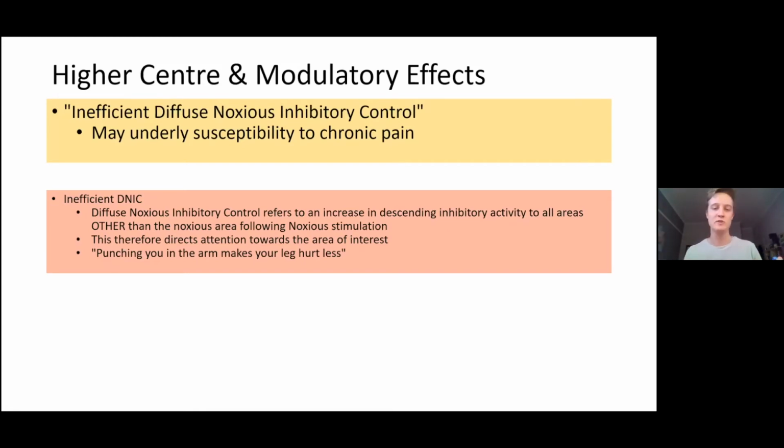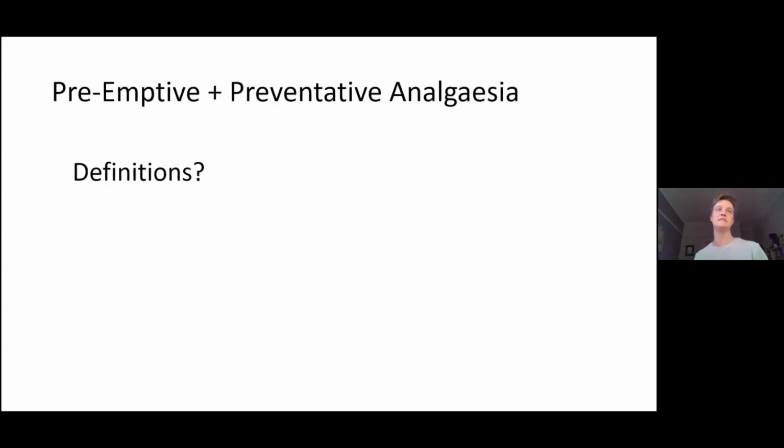And so it's plausible that this process being poorly developed has the potential to result in an increase in pain sensation. But I would never mention this in a short answer question. It's just in case it comes up in a viva. And if this comes up in a viva, you're doing very well. Can you give me a crack at a definition of preemptive analgesia?